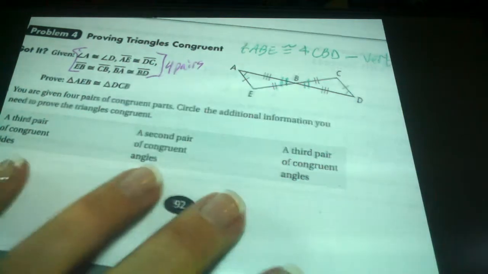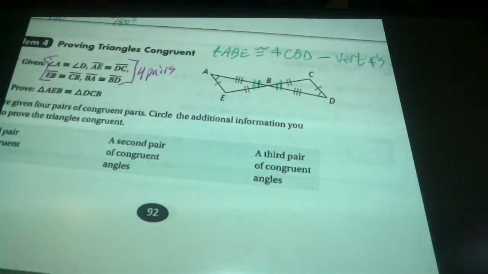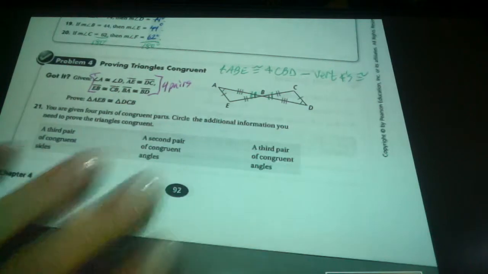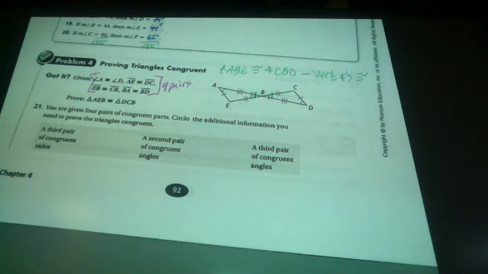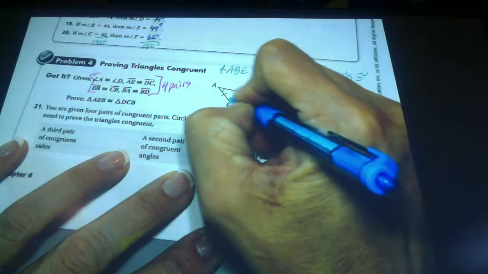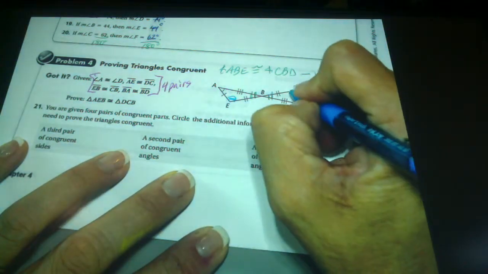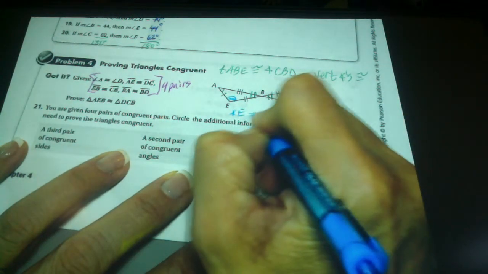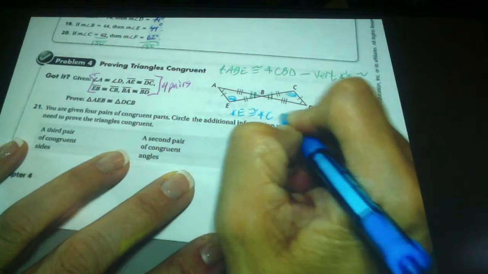This is called pre-proof planning. So I'm planning my proof. I've got 4 pairs. I know I need 6 pairs congruent. All right, so what else do I have to prove congruent? Yeah, so I have to prove that this angle right here and this angle right here, E and C, are congruent. Angle E is congruent to angle C. That's the only one that's left.